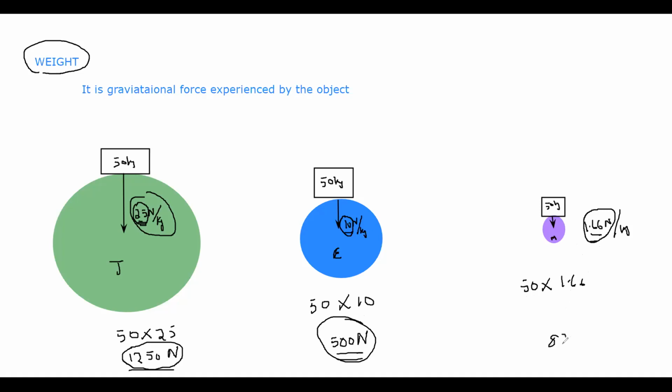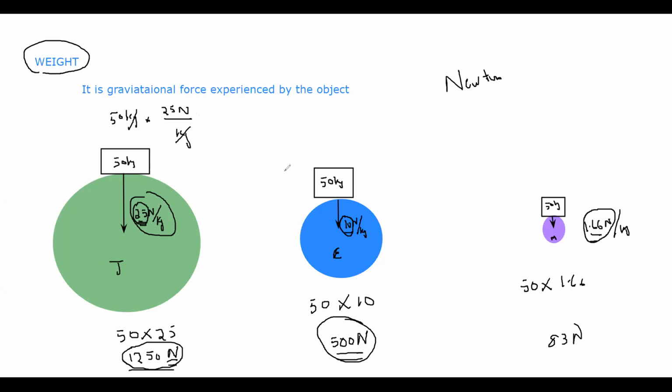83 Newton. Why did I not write kilogram? Because weight is a force and the unit of force is Newton. And why is it not kilogram? Look, you can understand from the unit. Mass was 50 here, so 50 kg multiplied by 25 Newton per kilogram. So this kilogram will cancel with kilogram. So what are you left with? You are left with newtons.